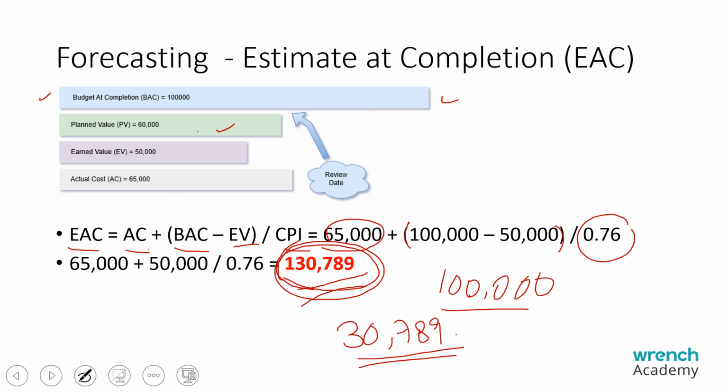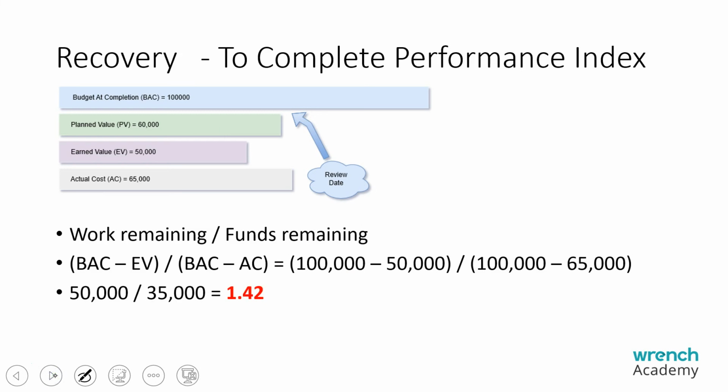So this forecasting ability gives us the chance to take actions proactively before the slippage actually happens. Now we know that there is a problem, there will be a budget overrun of around 30,000, and how do we get out of it? So here we have the to-complete performance index coming in very handy. This is nothing but work remaining by funds remaining.